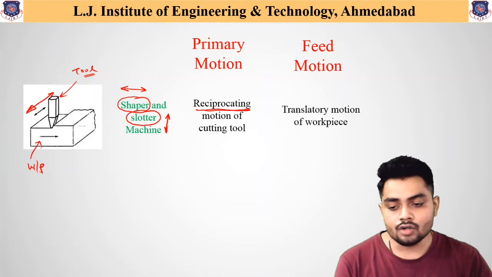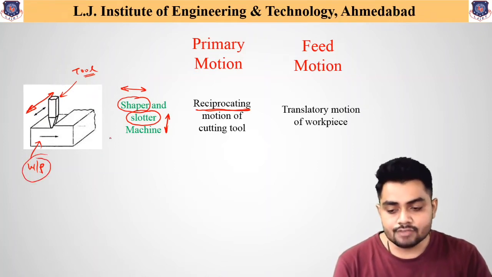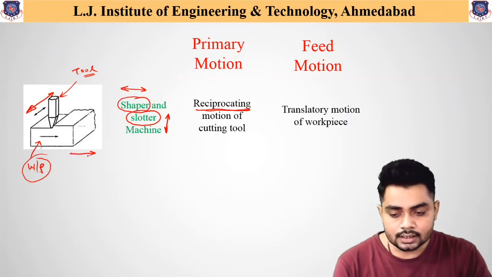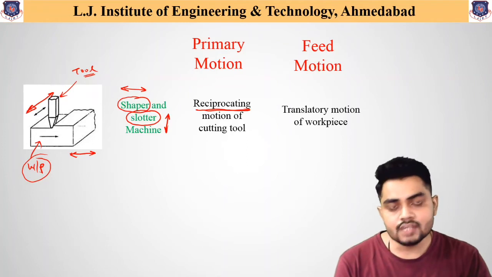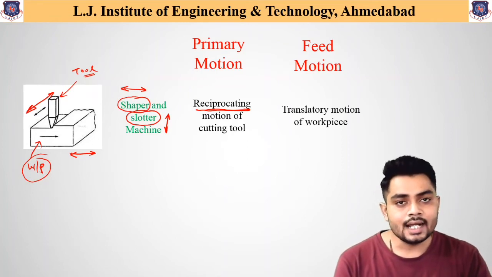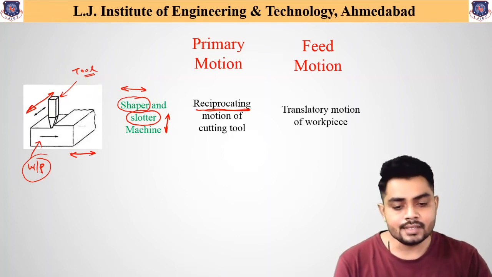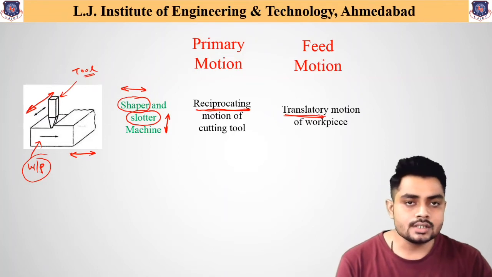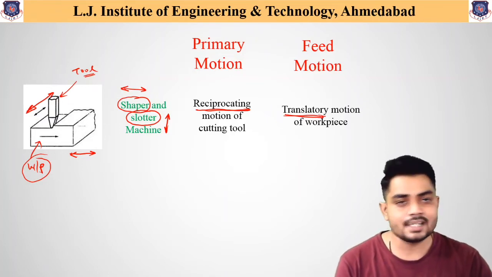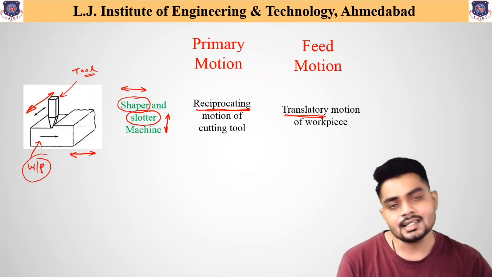Now in the case of secondary movement, that is for the case of workpiece, this workpiece is moved along the length or maybe in the width direction, depends on the shape of the component. This movement helps to entirely cover the surface of this workpiece. That means the translatory motion of the workpiece is the auxiliary or feed motion for this shaper and slotter machine. So this is the primary and auxiliary motion for the different types of machines available.